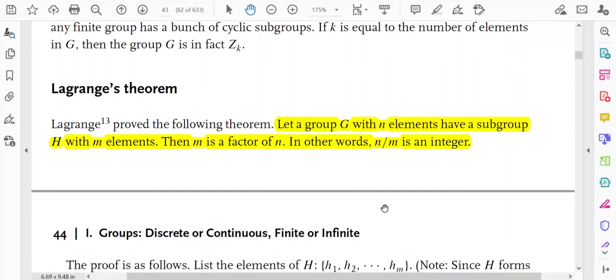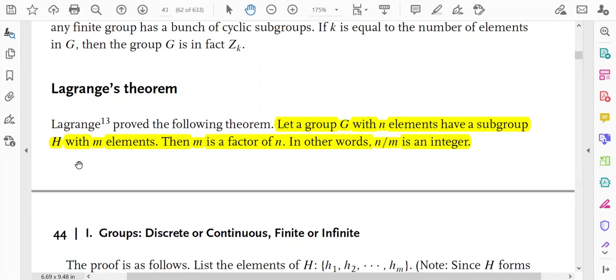Welcome everyone. In this lecture, I will show you how to prove Lagrange's theorem in a straightforward method. The content of this lecture has been taken from the book Group Theory in a Nutshell for Physicists by A. Zee.